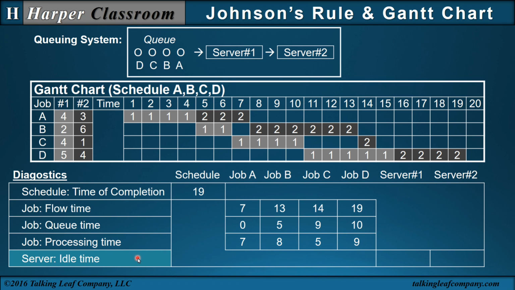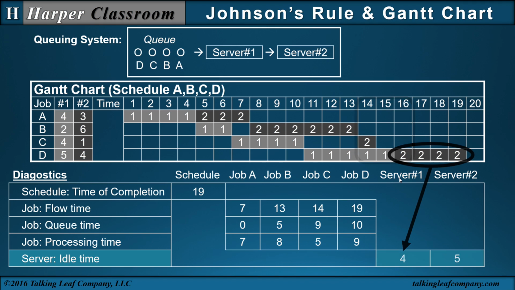Next is server idle time. Consider time periods 14, 15, and 16. A server can only service one job at a time. But time period 14, server 1 and server 2 are both busy servicing one job. But in time period 15, 1 is busy, but 2 is idle. In time period 16, 2 is busy, but 1 is idle. So to calculate the server idle time in this type of queuing system will be a little different for server 1 than for server 2.